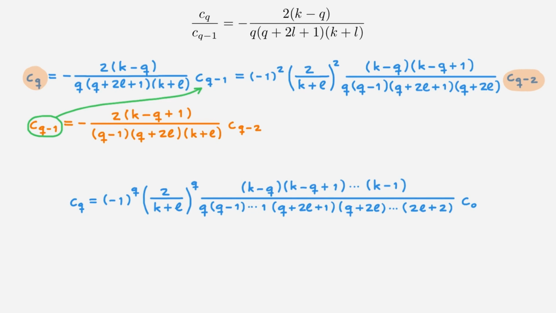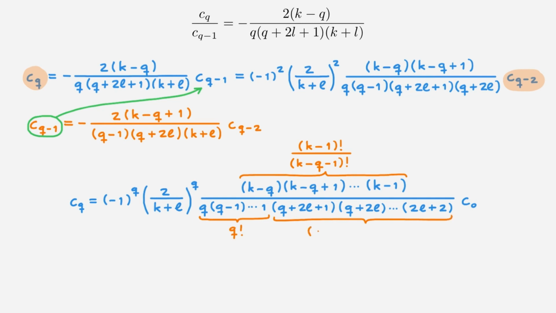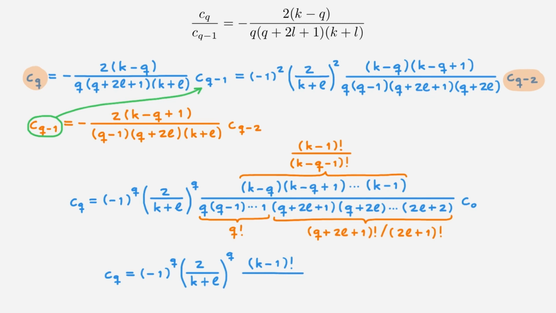The final step is to first pick this term in the numerator here, which we can rewrite to this expression in terms of a ratio of factorials, this term in the denominator, which is simply q factorial, and this other term in the denominator, which again we can rewrite in terms of another ratio of factorials. This allows us to write the final expression for C_q as equal to minus 1 to the power q, multiplying 2 over k plus l all to the power q, multiplying these two fractions involving factorials, and all multiplying C_0. And finally, we have a general expansion coefficient C_q in terms of C_0.